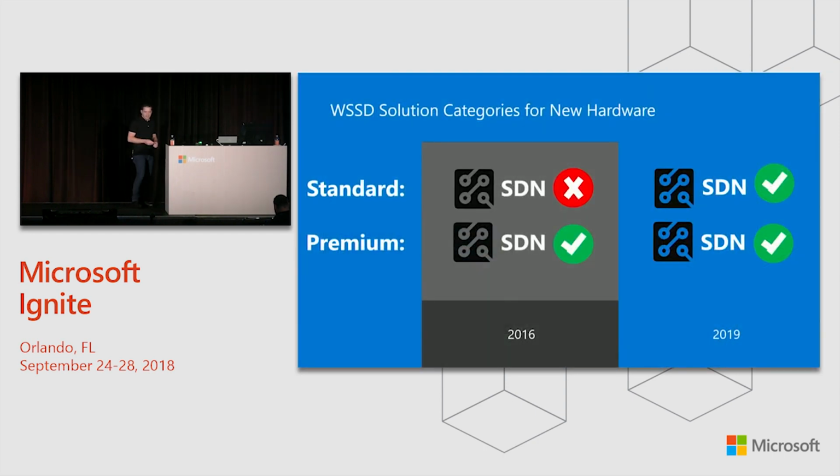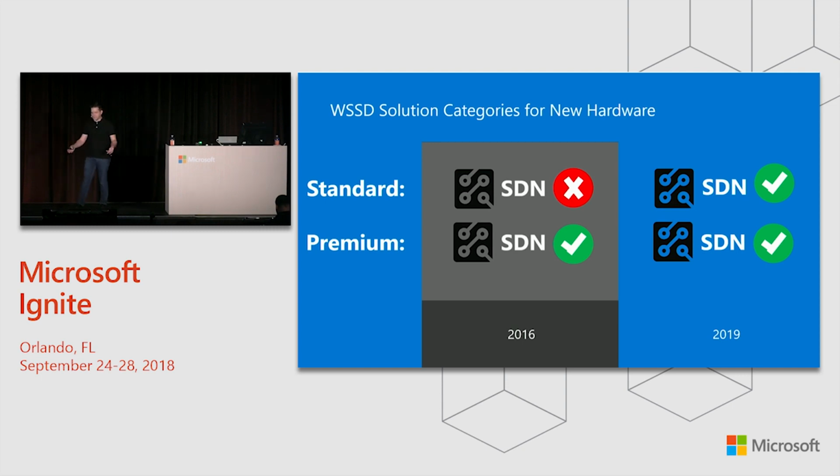And that's it for the 2019 SDN features. One other thing I want to talk about is one of the changes we made to the solution categories for Windows Server Software Defined. So, you've seen us if you've been to the expo floor. We've been talking about Windows Server Software Defined. It's the hardware and software specification for partner solutions that work great for SDN, S2D, and the entire software-defined data center. What we changed in 2019 is what used to be premium is now standard. And we've basically defined a new premium.